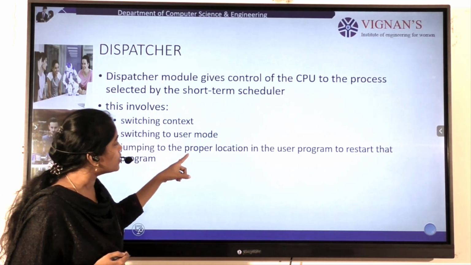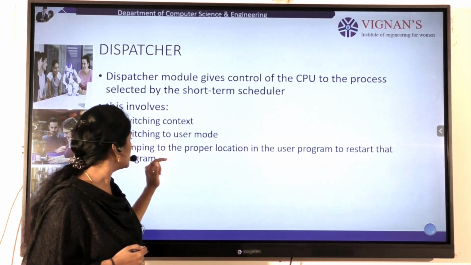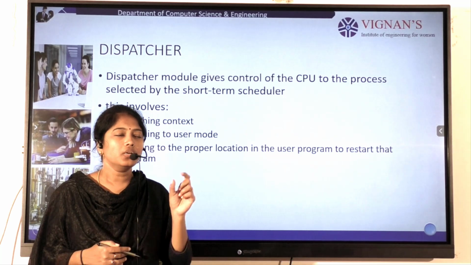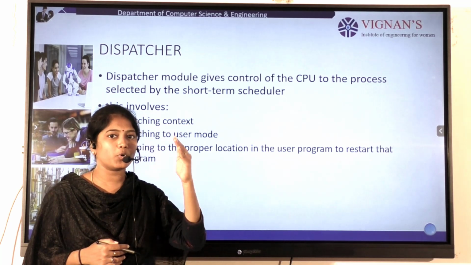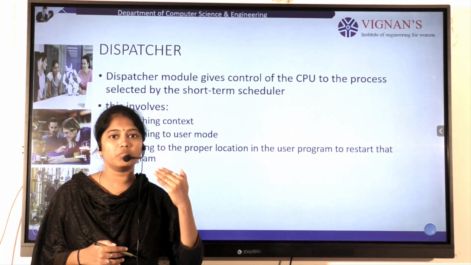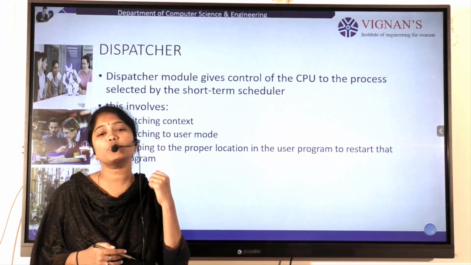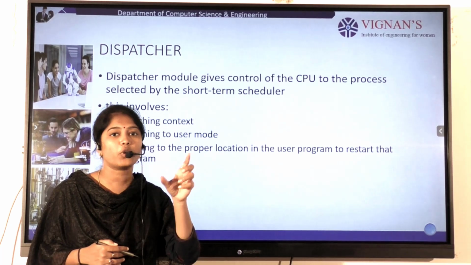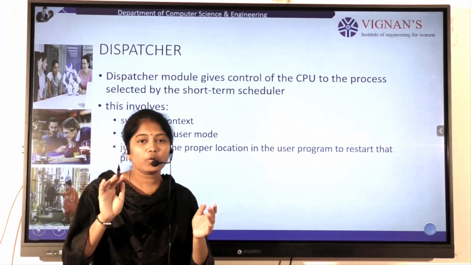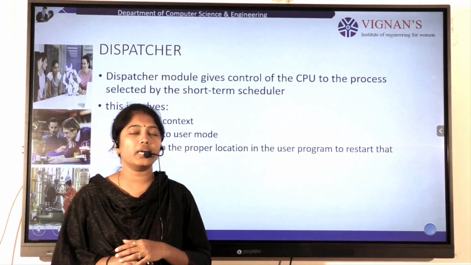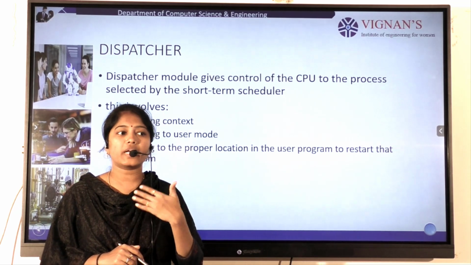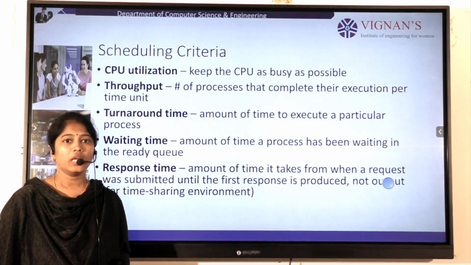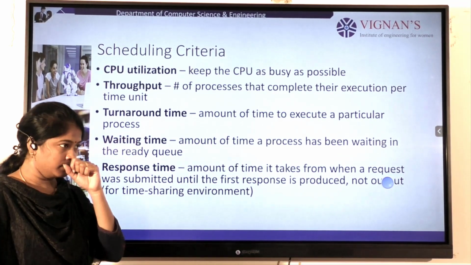Next one, jumping to the proper location in the user program to restart the program. So the program is executed, and at some point the program is interrupted and terminated from the execution. At that time also, the dispatcher will allot one process to the CPU. The main motto of this CPU scheduling is to keep the CPU continuously busy. Next one, scheduling criteria.